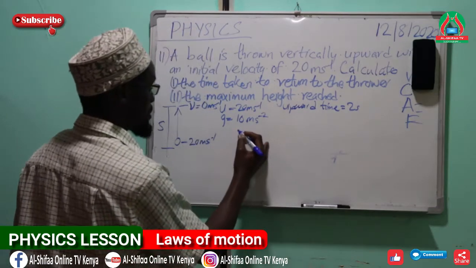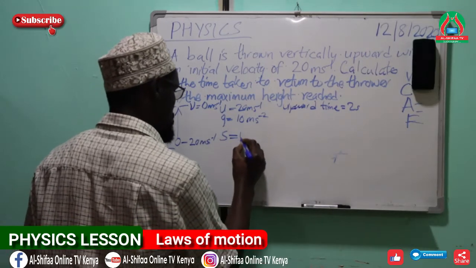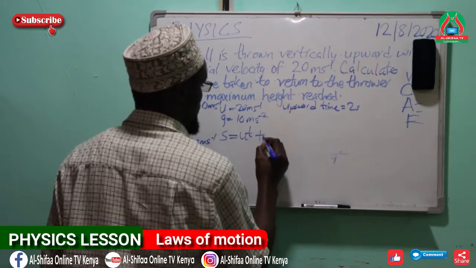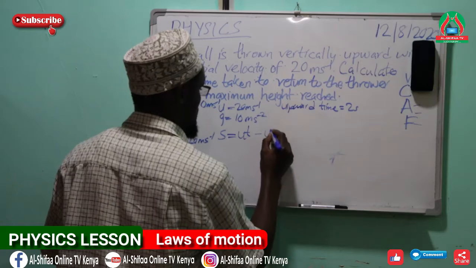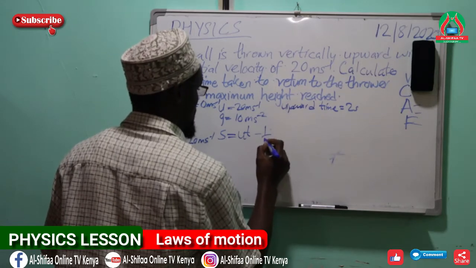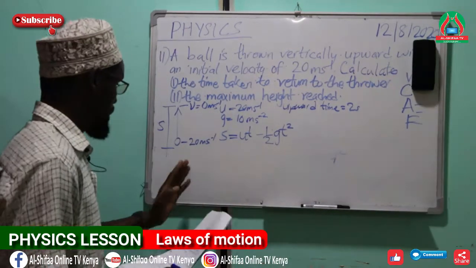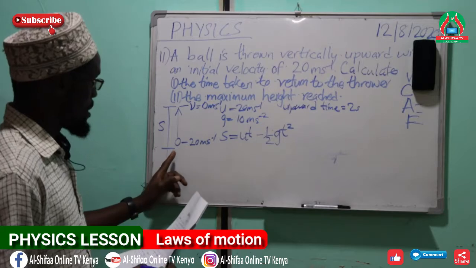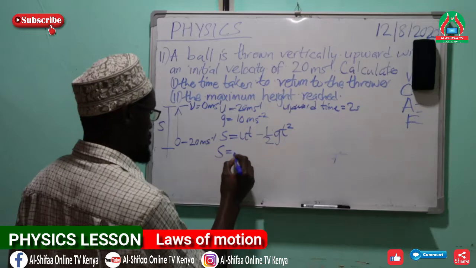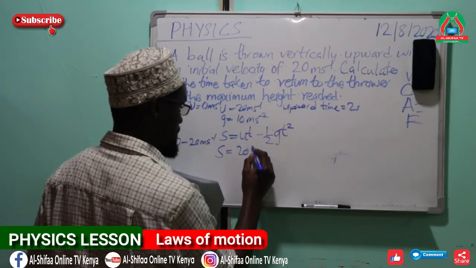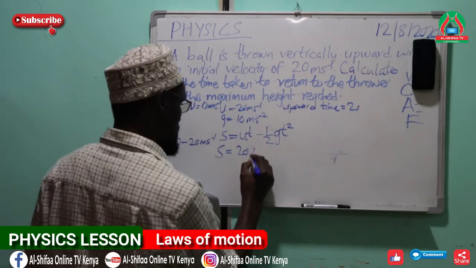From the second equation of kinematics, we have distance is equal to initial velocity times t, minus a half times gravity times t squared. When it was going vertically, our initial velocity was 20. So s is equal to 20 times t, where we have gotten our time for upward movement, so times 2.